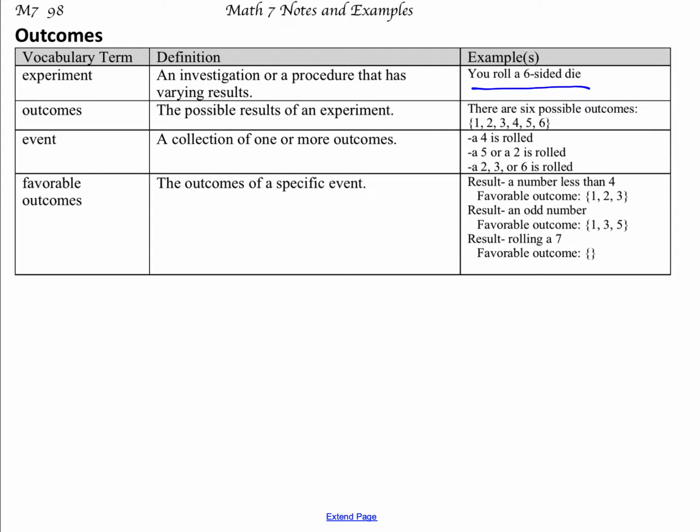An event is a collection of one or more outcomes. For example, an event could be that a 4 is rolled, or an event could include a 2 or a 5 being rolled. Or an event could be a 1, 2, or a 6 being rolled.